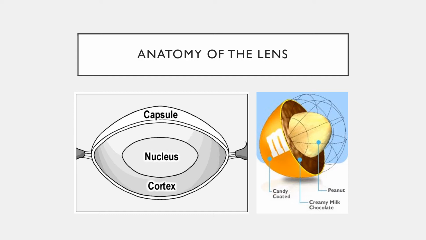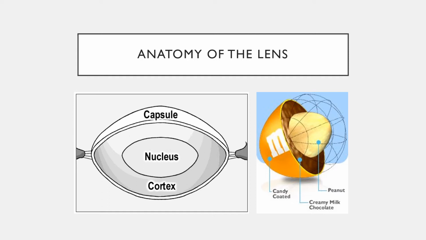I came across this illustration on Twitter actually, and I just thought it was a great picture illustrating the anatomy of the lens. So when we think of the lens and its structure, we can think of a peanut M&M chocolate with those three distinct layers. So we've got that outer capsule, the inner cortex, which is a bit more soft like the chocolate, and then the hard peanut center, which is our nucleus.